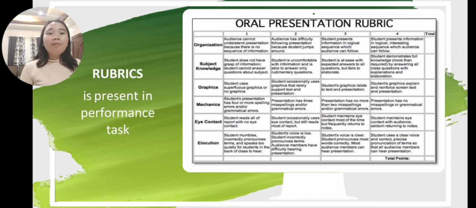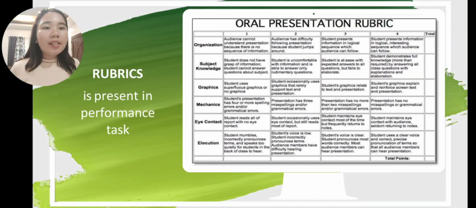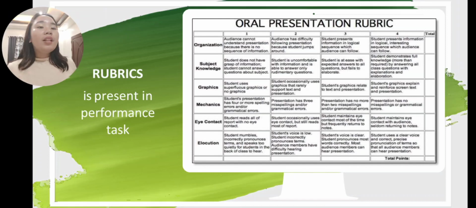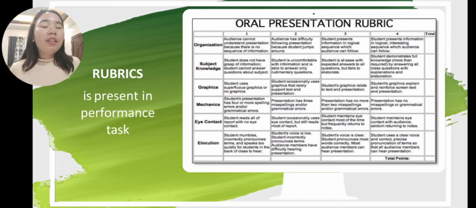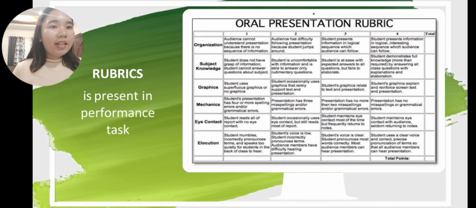The eye contact. Student reads all of the report with no eye contact. Student occasionally uses eye contact but still reads most of the report. Student maintains eye contact most of the time but frequently returns to the notes. Number four, student maintains eye contact with the audience, seldom returning to the notes.